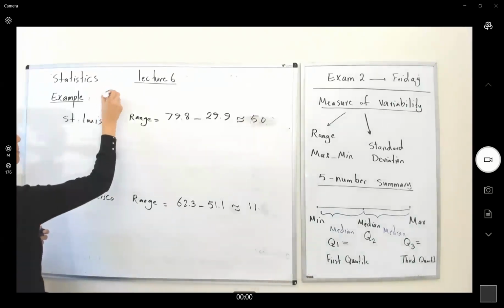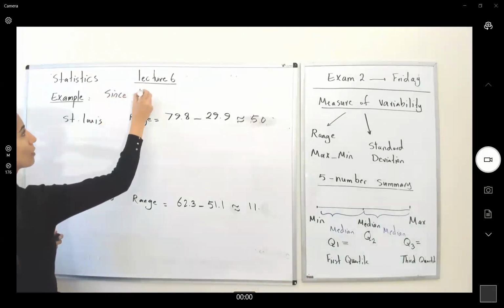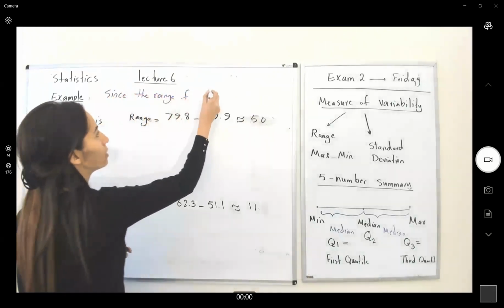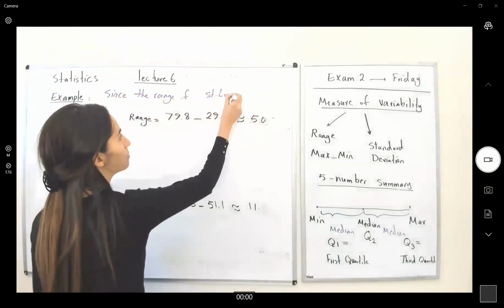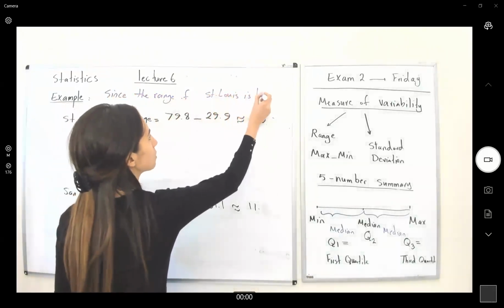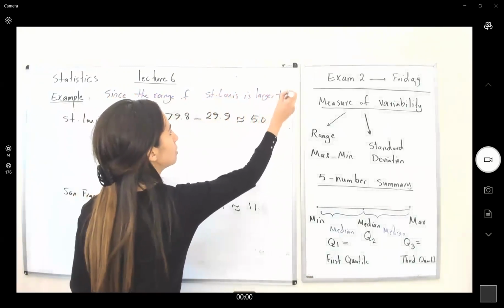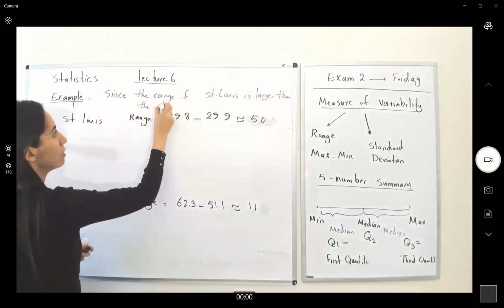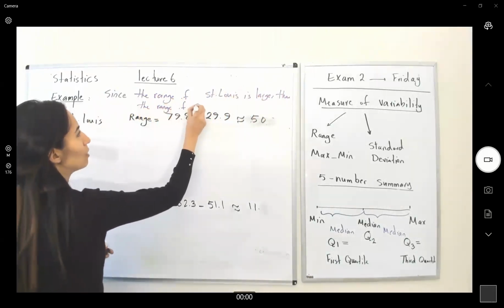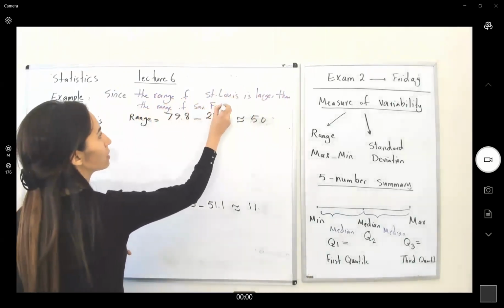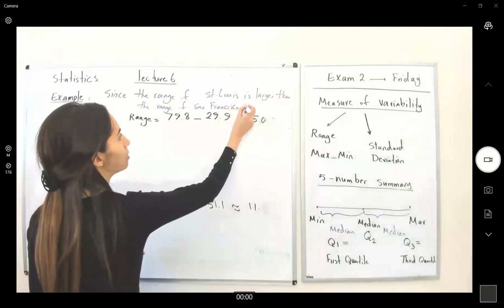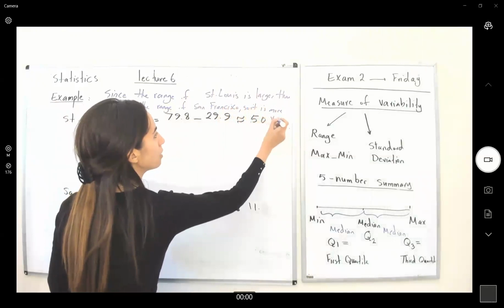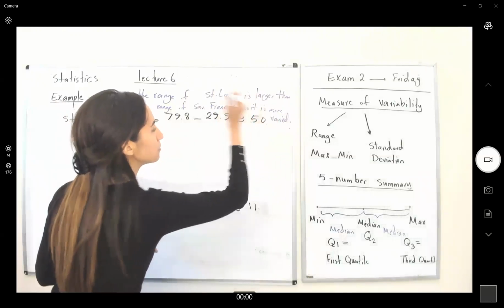So since the range of San Luis is larger than the range of San Francisco, it is more varied.